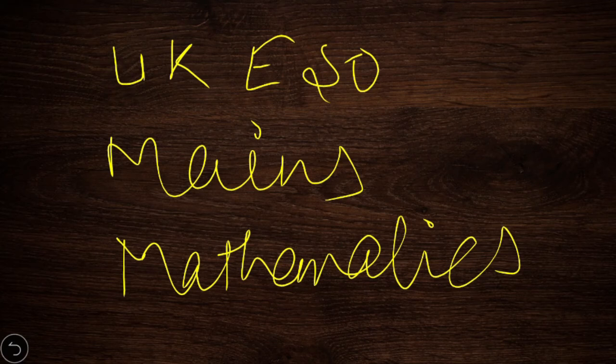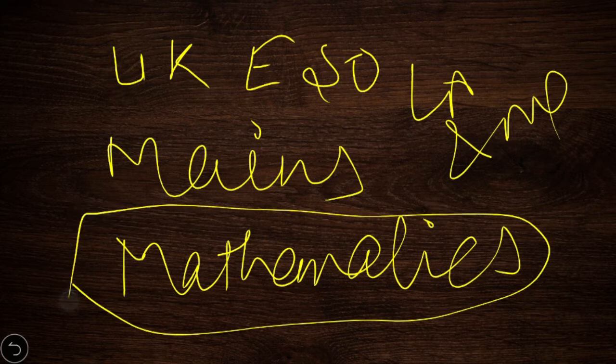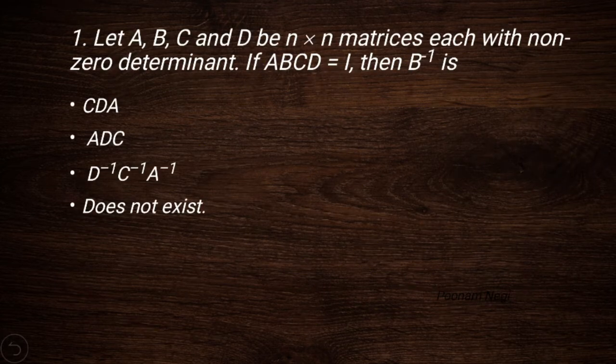Hello students, today we are going to solve some questions on the topic linear algebra and matrices from the mains question paper of Uttarakhand ESO examination 2018. First question is, let A, B, C and D be the n by n matrices each with non-zero determinant.